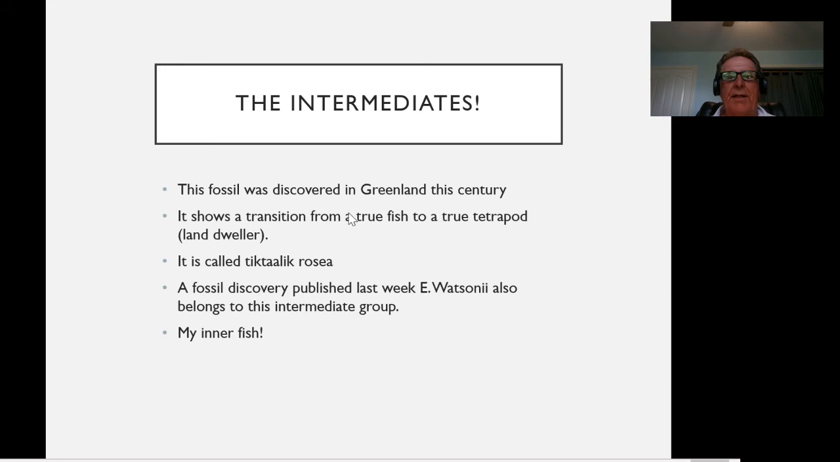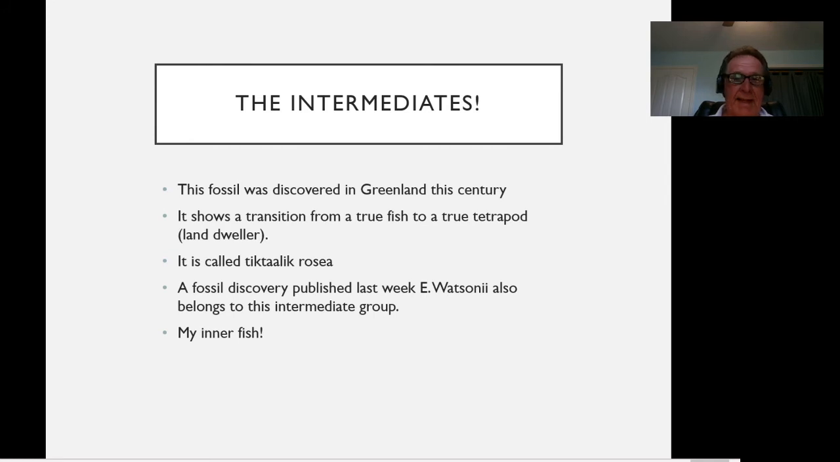So the fossil, the first discovery was discovered in Greenland. I can't remember, 2002. And it actually is a transitional fossil from a true fish to a true tetrapod. It is the transition to land dweller. It's called Tiktaalik rosae.